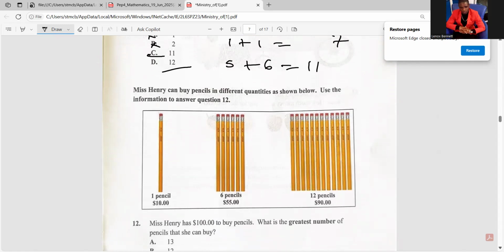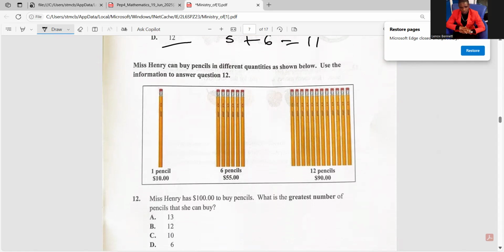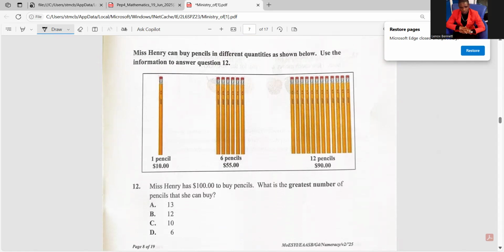Miss Henry can buy pencils in different quantities as shown below. Use the information to answer question 12. So 1 pencil costs $10. All right, Miss Henry has $100 to buy. What is the greatest number of pencils she can buy?